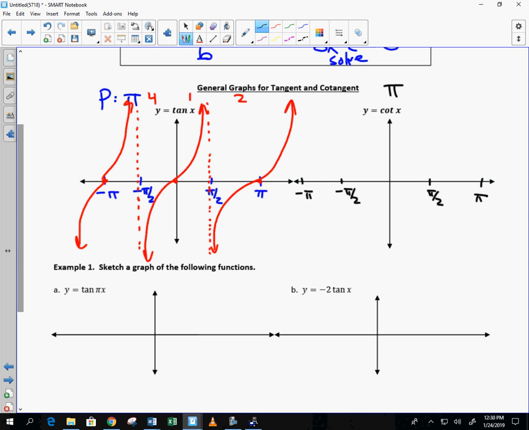So, that's the period. So, think about this. Tangent is equal to 0 here. What's the reciprocal of 0? Undefined. So therefore, wherever the tangent graph is 0, the cotangent graph is undefined. Yeah, we got vertical asymptotes. Very good.